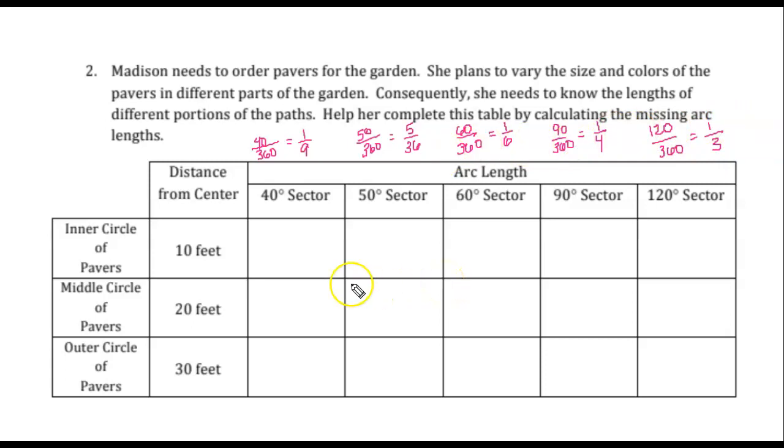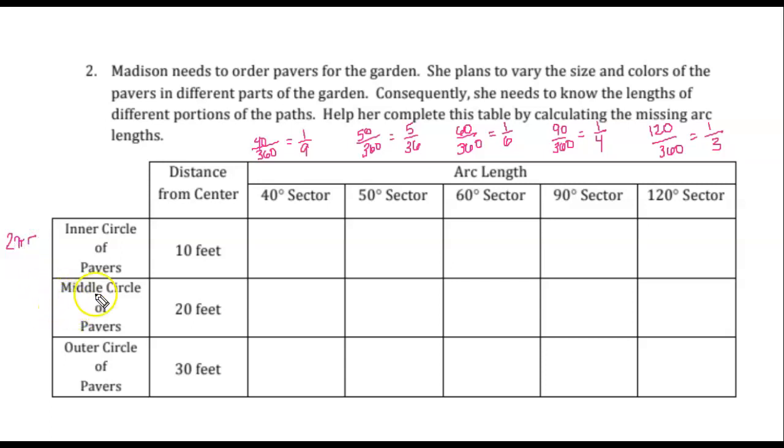If we can find the circumference of the 10-foot radius circle, the 20-foot radius circle, and the 30-foot radius circle, it's just a matter of multiplying by those ratios to get our arc lengths. So don't forget your circumference formula, which is 2 times pi times the radius.